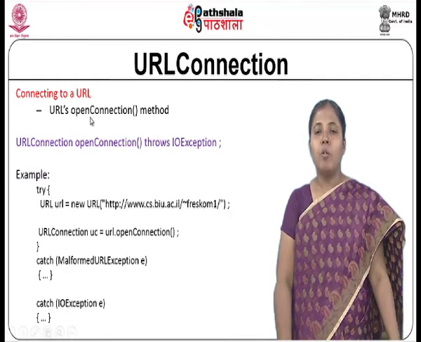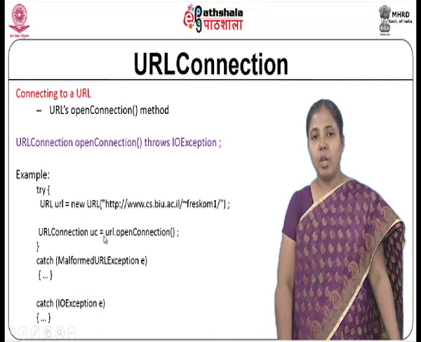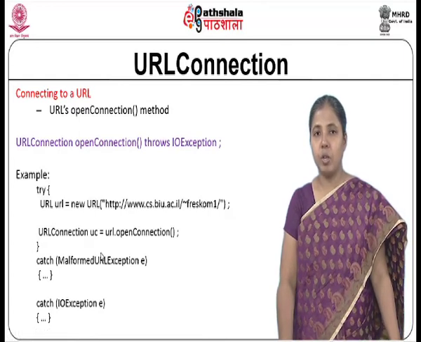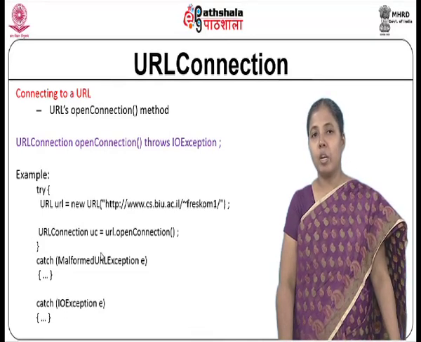Now, connecting to a URL, we know that it is an open connection method, URL's open connection method, that we use. So, this is a simple syntax that explains how we open a connection to a URL. First step, we need to create a URL object. So, we have created a URL object. The second step, instead of creating a URL connection object using the constructor, make use of this URL object and the open connection method and create a URL connection object. So, once you have a URL connection object, now you can make use of the open stream method and then make a connection to the URL, open an input stream and then you can read the resource.